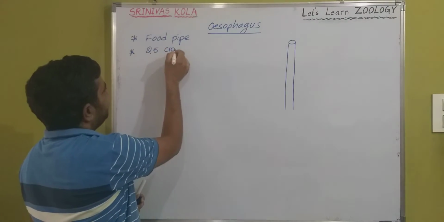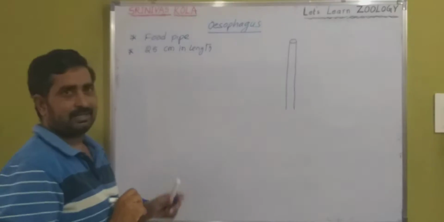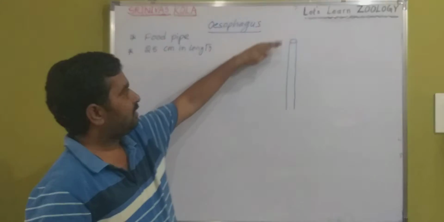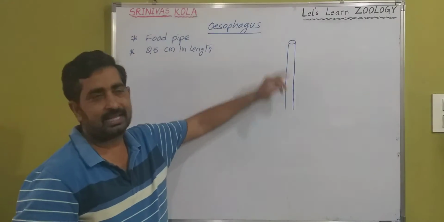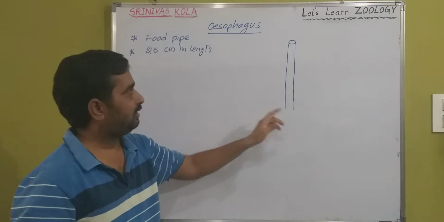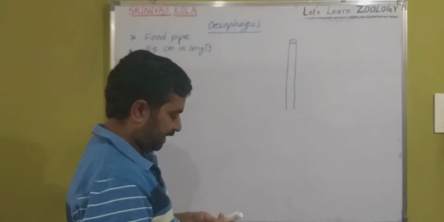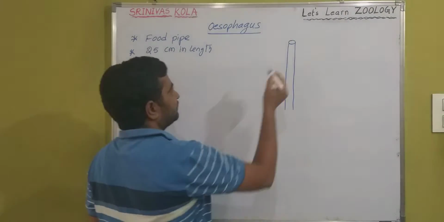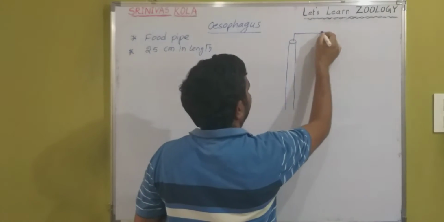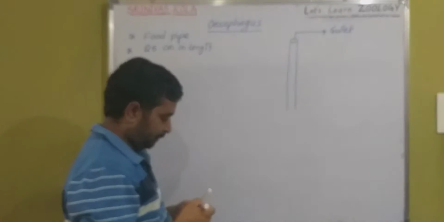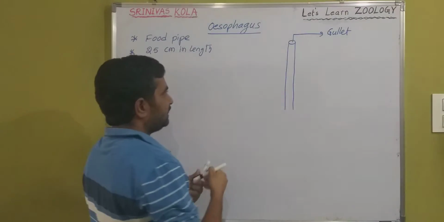It is about 25 centimeters in length, and it lies in between the pharynx and the stomach. The anterior opening of the esophagus is called the gullet.